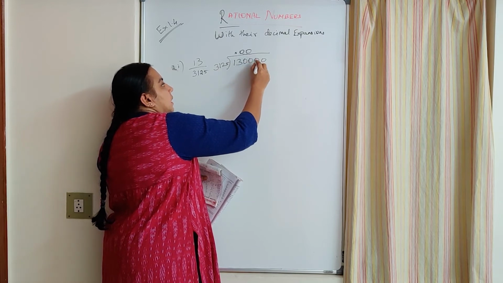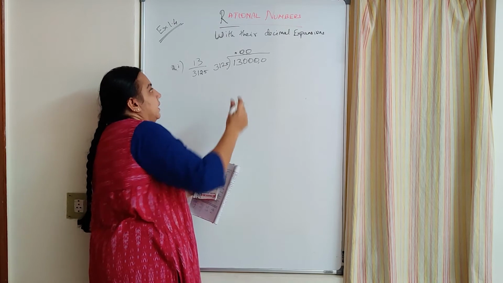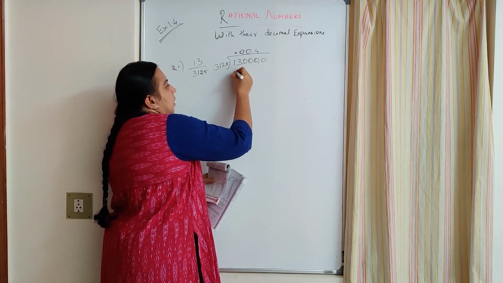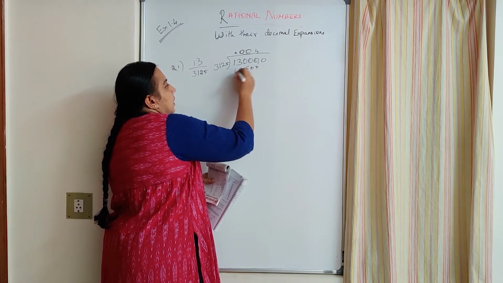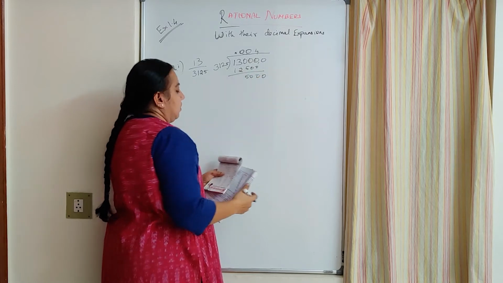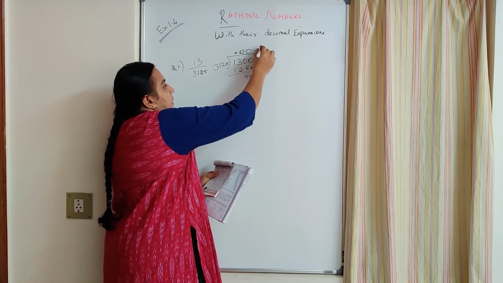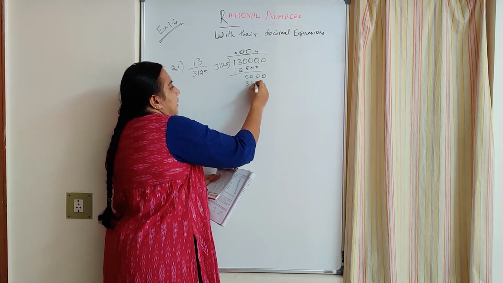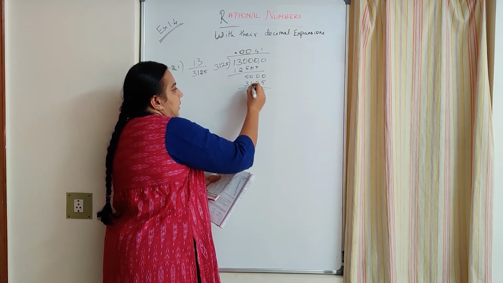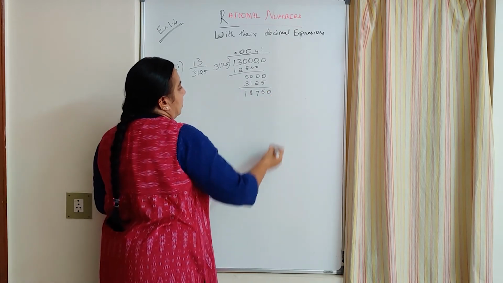Okay. So the next 0 I consider. For this number, I have already done it. When I use 4, I get 12,500. When I subtract, I have 500. And I bring the next 0 down and I get it for one time 3,125. When I subtract, 5, 7, 8 and I can bring one more 0.